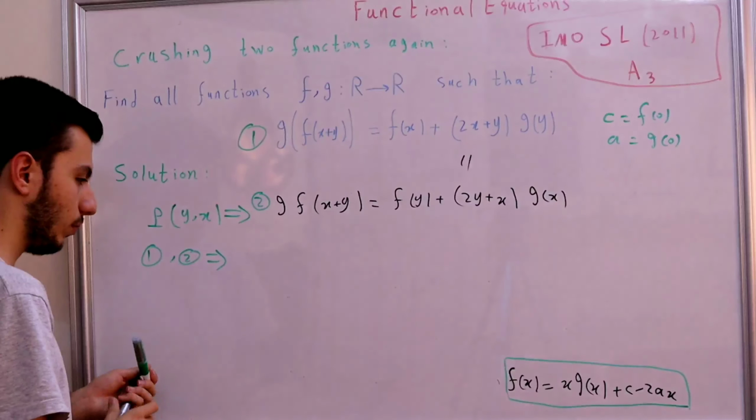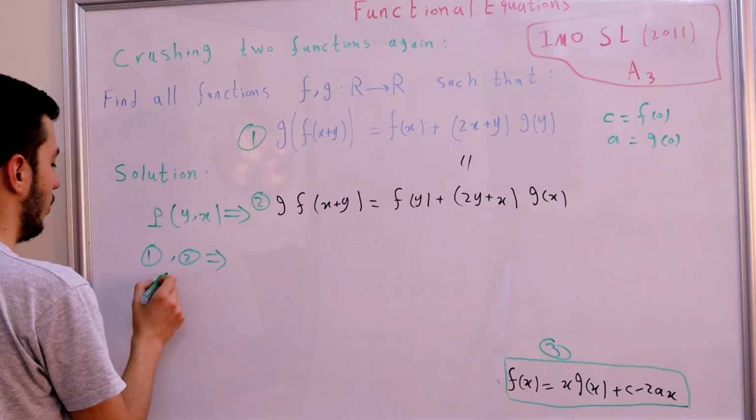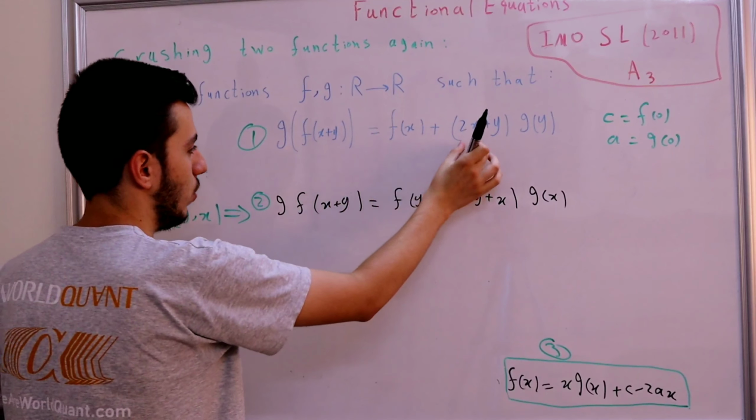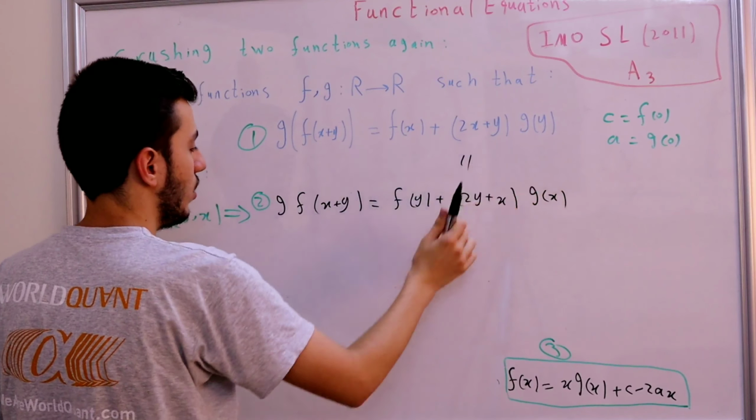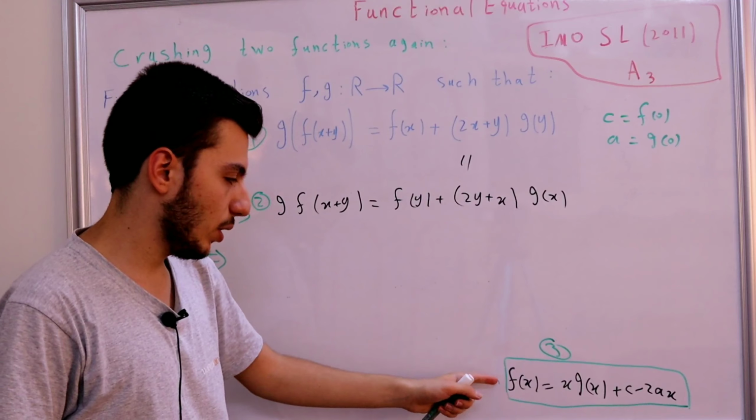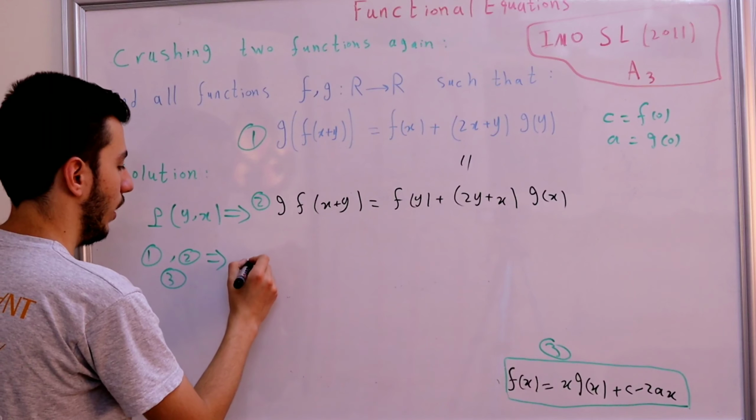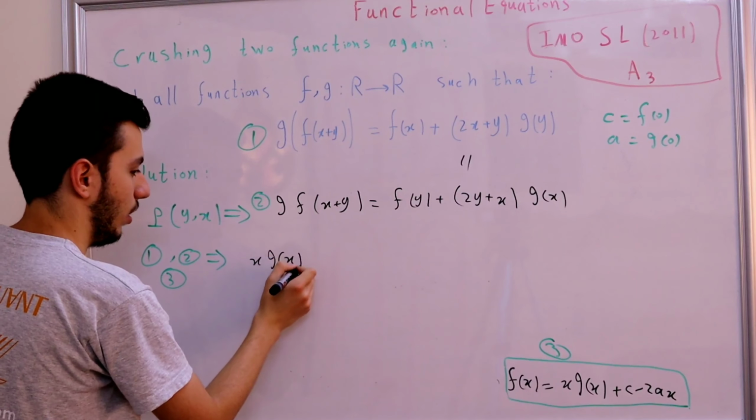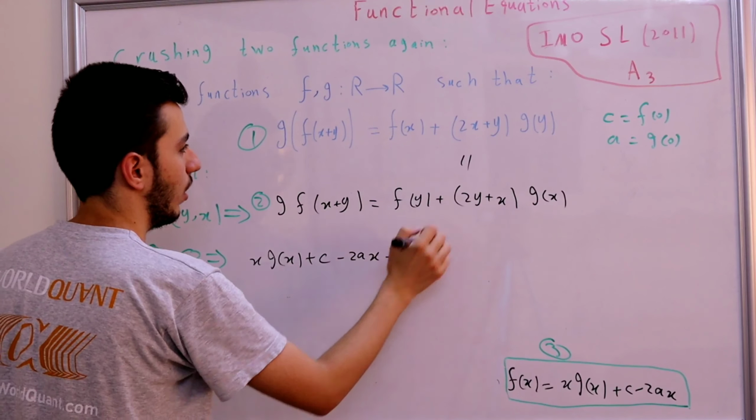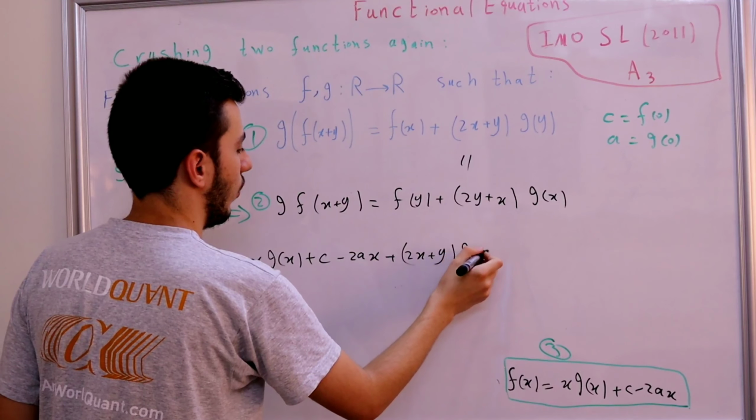I have now, and let's use this immediately. So using 3 as well, now we have f of x plus 2 times x plus y times g of y is equal to this, right? Because the right-hand side is the same. But let's immediately substitute f of x with its value that we've calculated here. So now we have x g of x plus c minus 2ax plus this, 2x plus y times g of y.